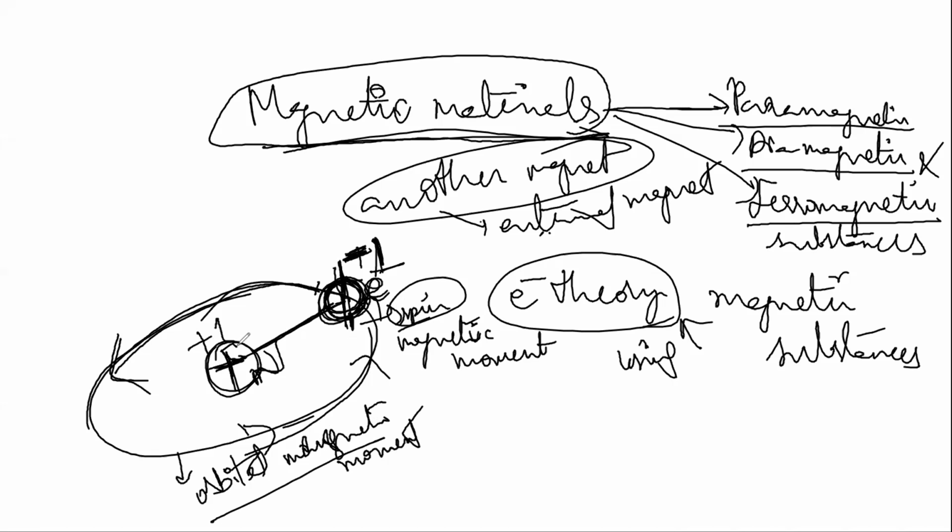Okay. Now, the magnetic moment due to electron spin is always greater than the magnetic moment due to the electron revolving around the nucleus. Hence, we always consider that the magnetic moment is due to the electron spin rather than due to the orbital motion of the electron. Okay. Now these magnetic moment vectors are oriented in different directions in an atom.